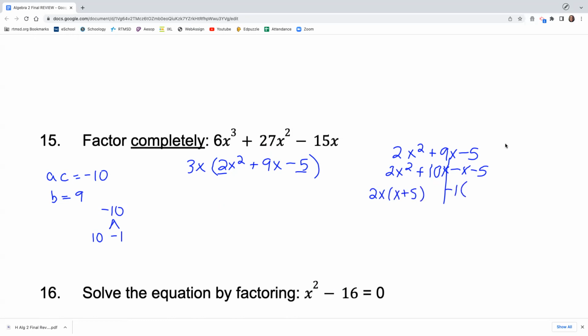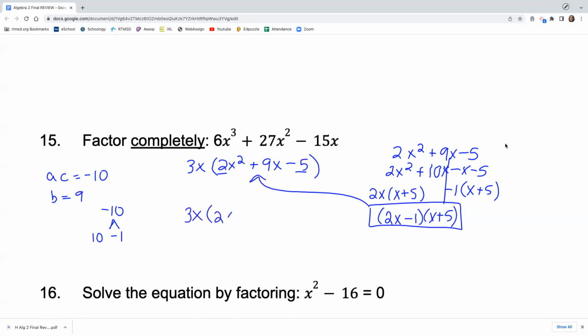Make sure you take a -1 out of here. These all match up, so I can regroup it as 2x minus 1 times x plus 5. Don't forget that just this part here, this answer here, this is not the full answer. That's just the factored form of this. We took a 3x from the very beginning out, so you must still include that in your final answer. So the factored completely answer would be 3x times 2x minus 1 times x plus 5.